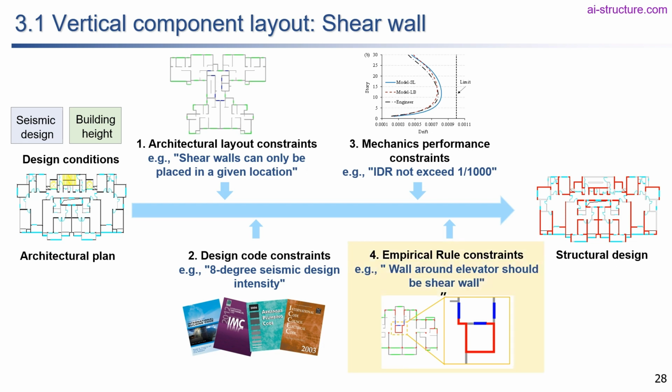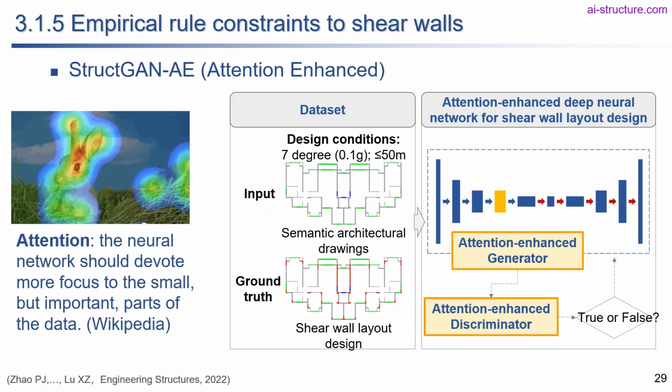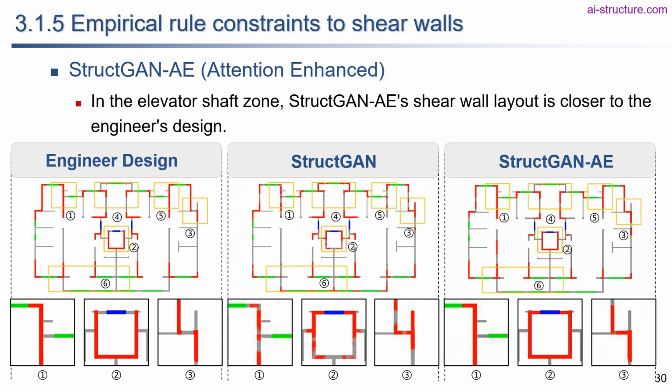Constraints on empirical rules, for example, the wall around the elevator should be shear wall. Based on the attention mechanism, this study proposed an attention-enhanced shear wall structure design method. AI realized attention to local design details by introducing an attention module in the data creation and GAN. The results show that the attention mechanism enhanced StructGAN can effectively generate reasonable shear wall layouts in its balcony, elevator, and other part, and the design details are very consistent with the engineer's design.